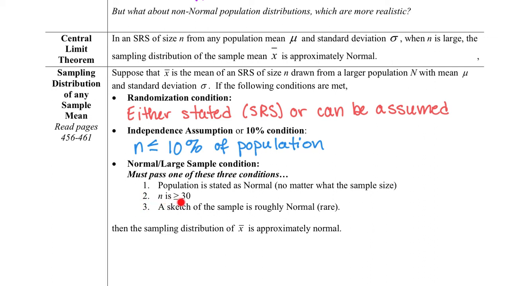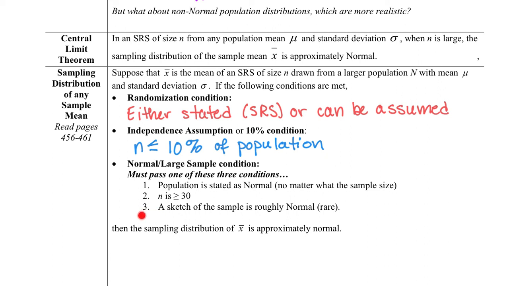Number 2, n is greater than 30. So as long as our sample size is greater than 30, then that means that our distribution will give a normal approximation. Once again, we're going to see that demonstrated in class.